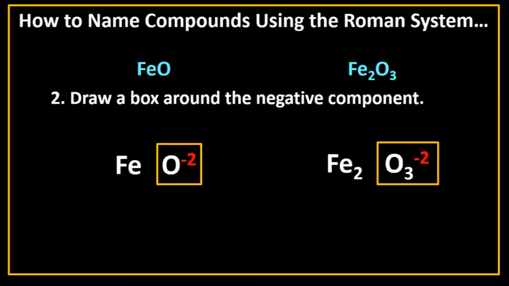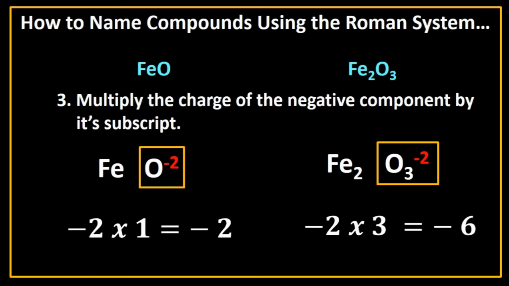But what it does is it separates the problem into a negative and a positive component. Next, you want to multiply the charge of the negative component by its subscript. In the case of FeO, where you have one oxygen, it'll be 1 times -2, and for Fe2O3, it'll be 3 times -2, which is -6.